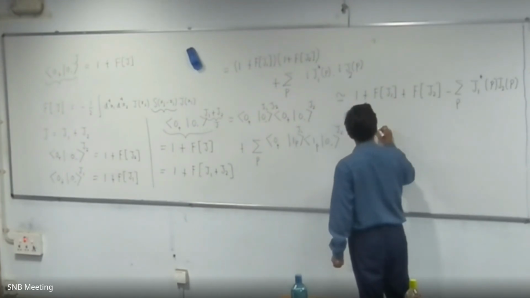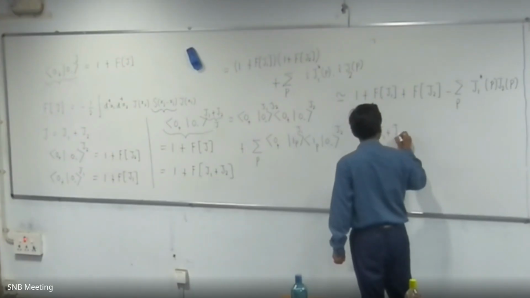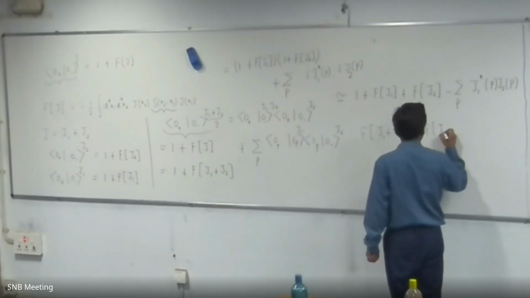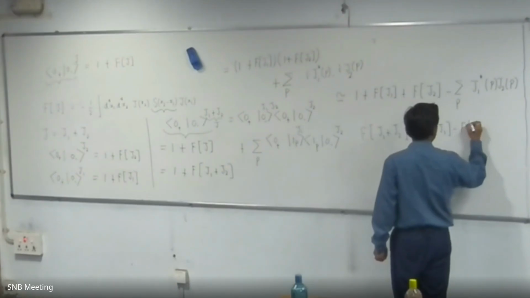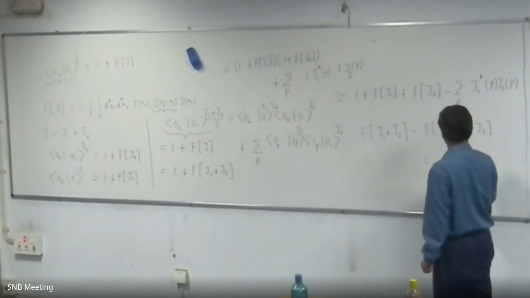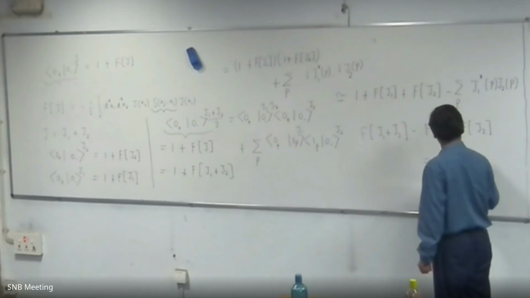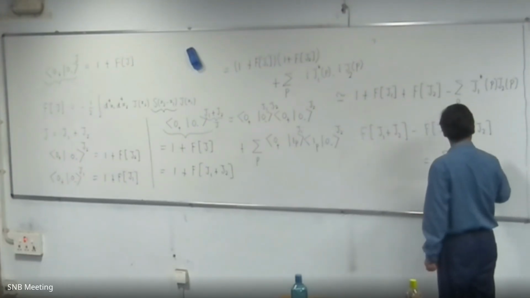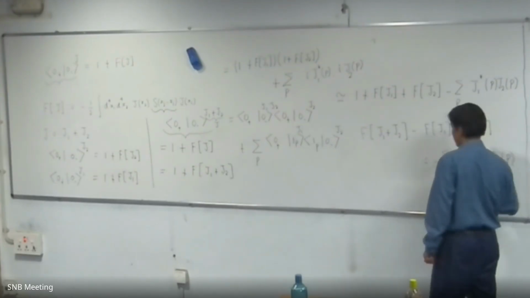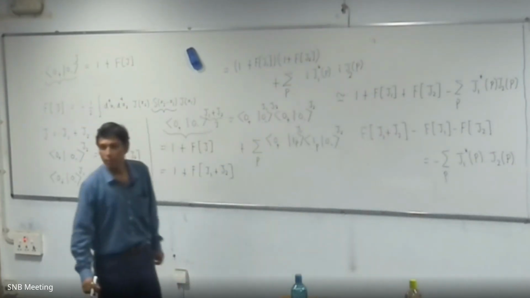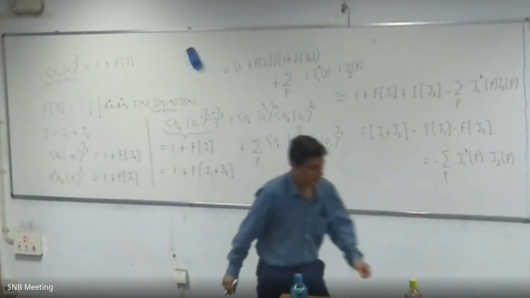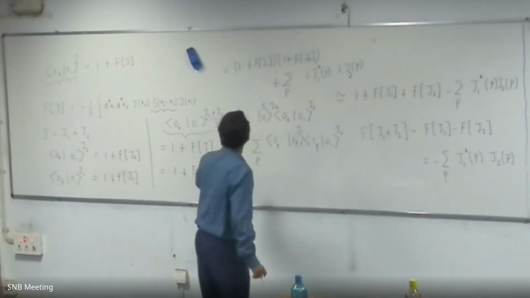J1 plus J2 minus Fj1 minus Fj2 is equal to minus sum over P J1 star P J2. That case, very simple equation that you have obtained from these considerations.